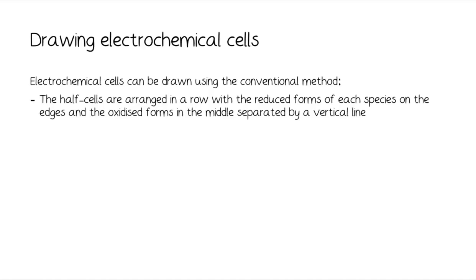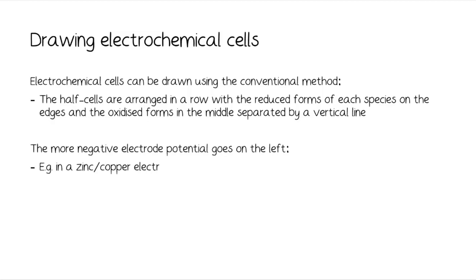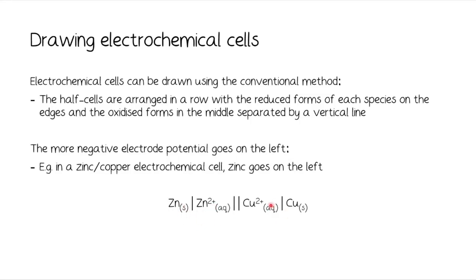So when drawing electrochemical cells using the conventional method, we put the more negative electrode potential on the left. For example, if we have a zinc-copper electrochemical cell, zinc is more negative. Again, we'll talk about that later and how you decide which is which. This is what it would look like. You've got the zinc half cell on the left and the copper half cell on the right. This one's more negative, so it's on the left: negative, left.